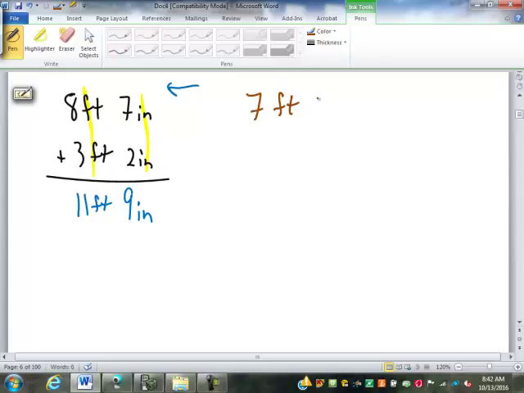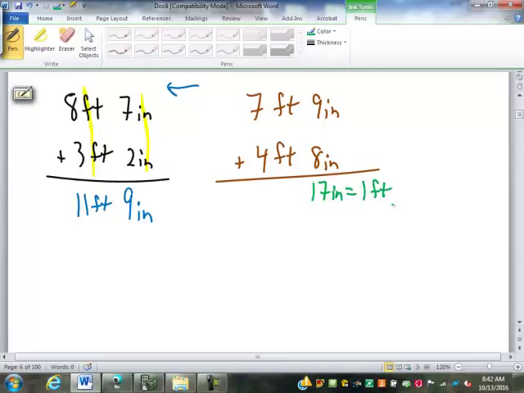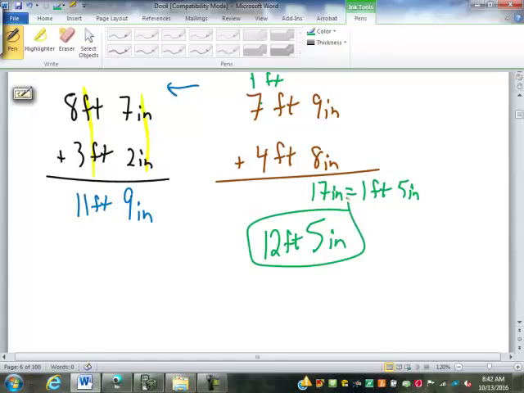We run into things like this: 7 foot 9 inches plus 4 feet 8 inches. We start on the right over here. 9 plus 8 is 17 inches. What's the problem with that? It's more than a foot. So I can get out a whole foot from there. How many inches would be left? 5. Good. A foot takes out 12 inches, so 17 minus 12 leaves us with 5. So I'm going to keep the 5 inches and carry the 1 foot. 1 and 7 is 8, plus 4 is 12 feet. So we get 12 feet, 5 inches. Make sense?